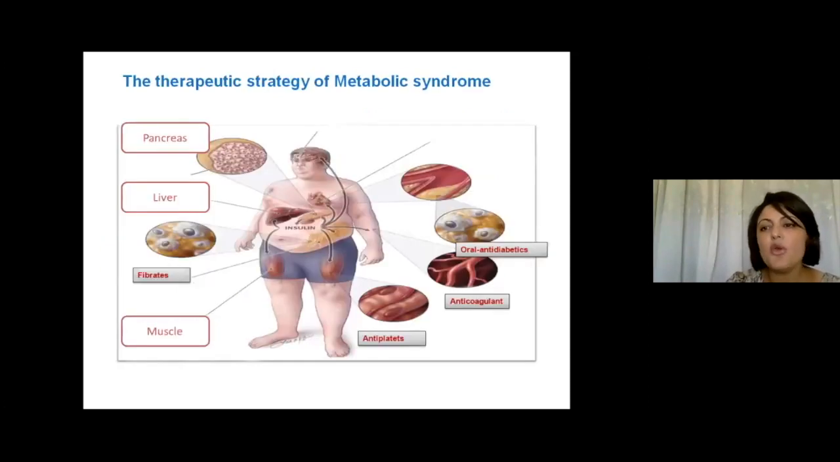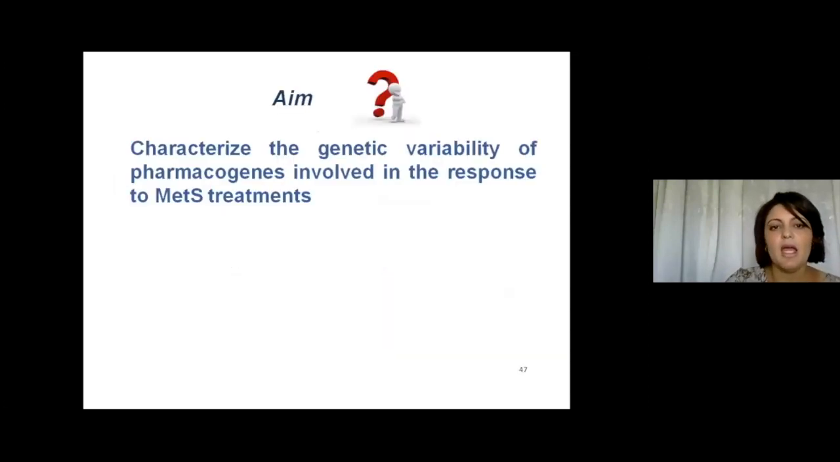Until now, there is no specific medication for metabolic syndrome. The therapeutic strategy consists of an individual management of each component of this syndrome. So, for example, patients are treated with oral antidiabetics in order to treat hyperglycemia, or anticoagulants for other vascular disease problems. So the aim of our work is to characterize the genetic variability of pharmacogenes involved in the response to metabolic syndrome treatment.